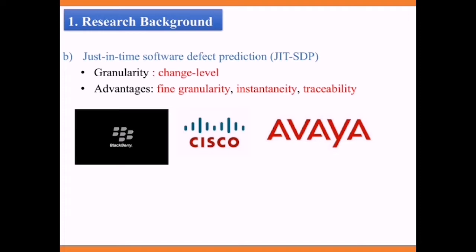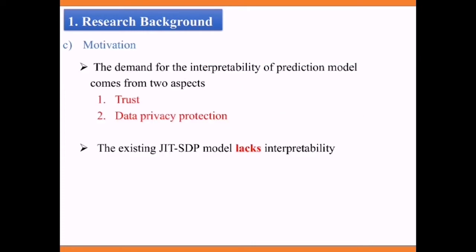Due to the importance of JIT-SDP for improving software quality, many companies have adopted JIT-SDP techniques, such as Avaya, BlackBerry, and Cisco. Currently, few studies have focused on the interpretability of the JIT-SDP model. The interpretability of a model is very critical in the field of software engineering.